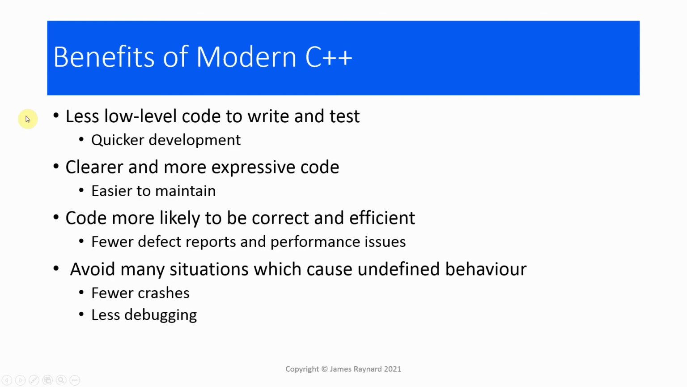The benefits of this are that there's less low-level code to write and test, so the development process will be quicker. The code will be clearer and more expressive, so it's easier to understand and easier to maintain. The code is more likely to be correct and efficient, which means there'll be fewer defect reports and fewer performance issues. And you can avoid many situations which cause undefined behavior, so there'll be fewer crashes and less debugging needed.